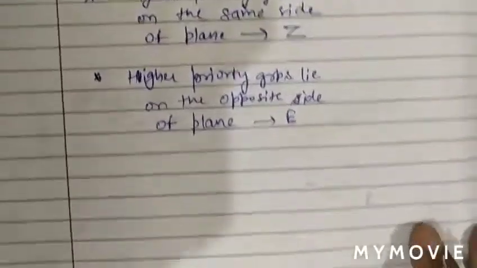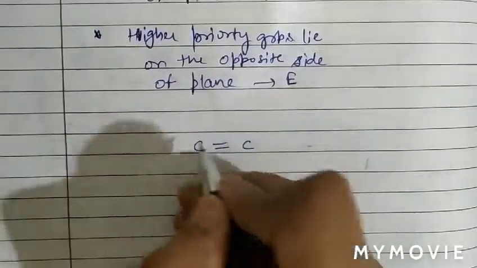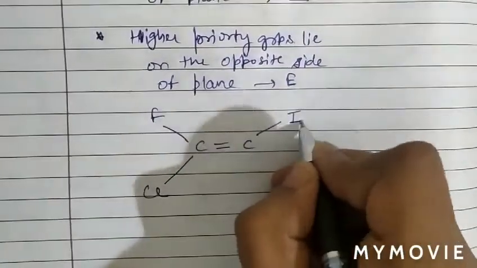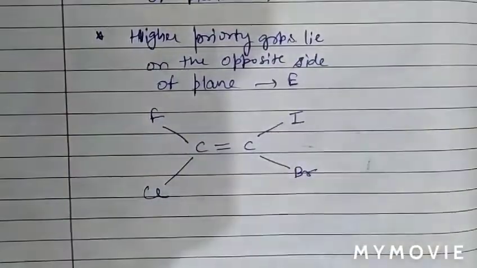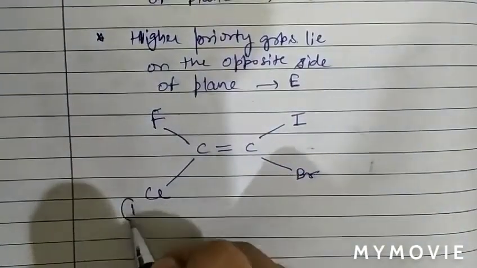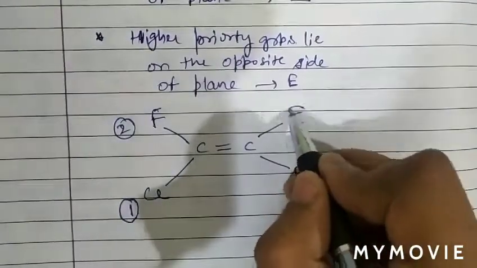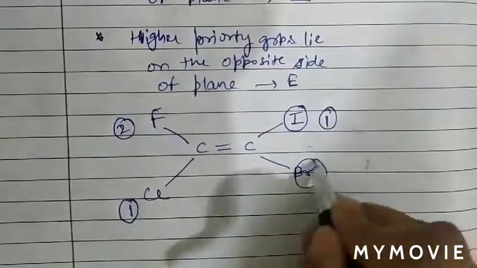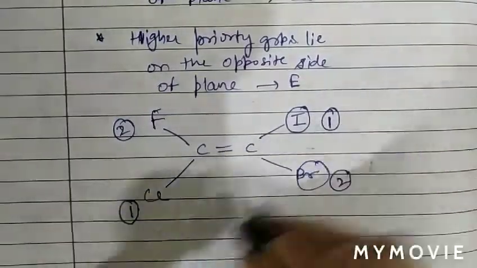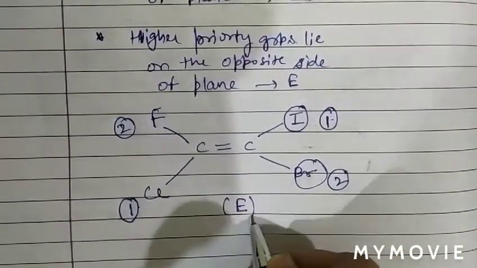For example, as we can see, this is a carbon-carbon double bond, this is fluorine, this is chlorine, this is iodine, and this is bromine. As we know, the atomic number of chlorine is more than fluorine, therefore higher priority to chlorine and number 2 to fluorine. In iodine and bromine, higher priority to iodine, therefore 1 to iodine and 2 to bromine. As we can see, the higher priority groups, 1 and 1, lie on the opposite side of the plane, therefore this isomer is the E isomer.